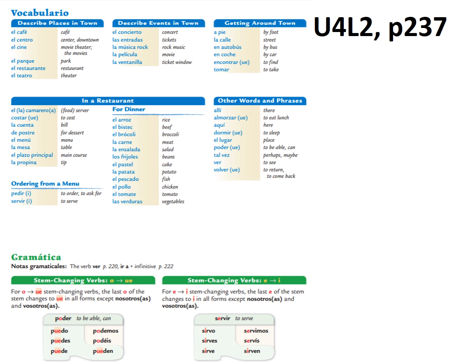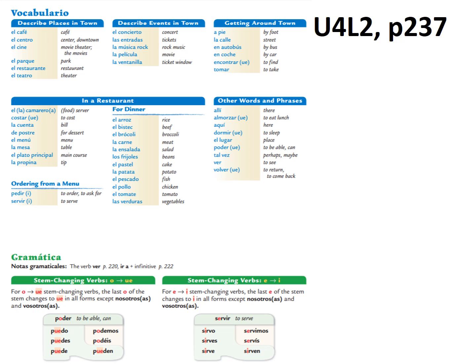For dinner, el arroz is rice. El bistec is beef. El broccoli, broccoli. La carne is meat. La ensalada is salad. Los frijoles are beans. El pastel is cake. La patata, potato. El pescado is fish. El pollo is chicken. El tomate, tomato.